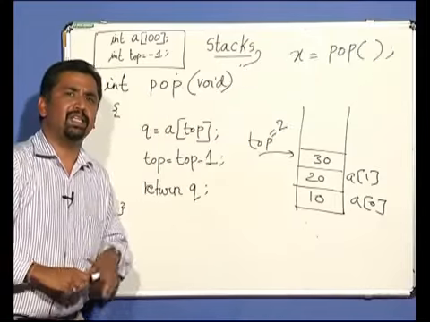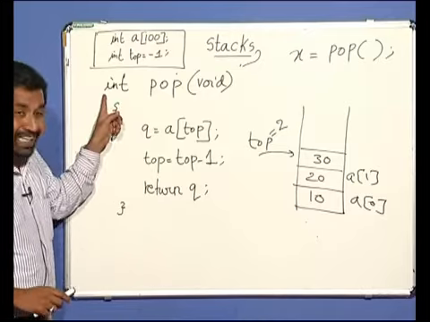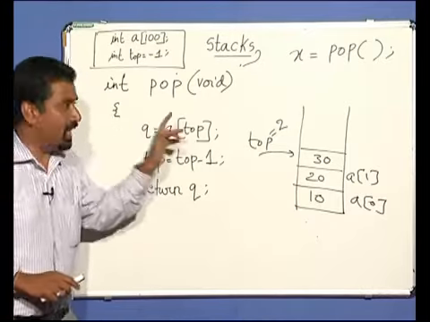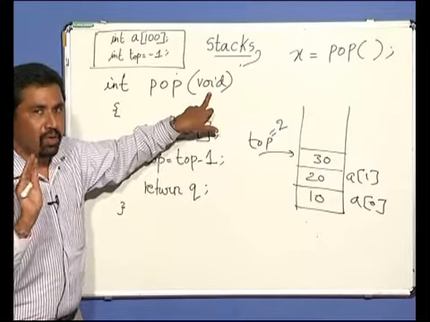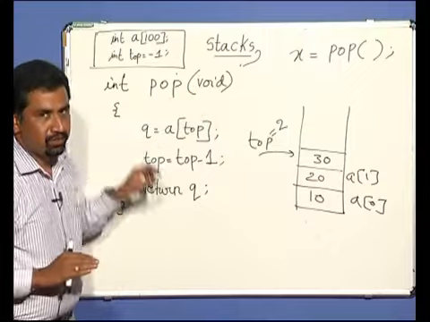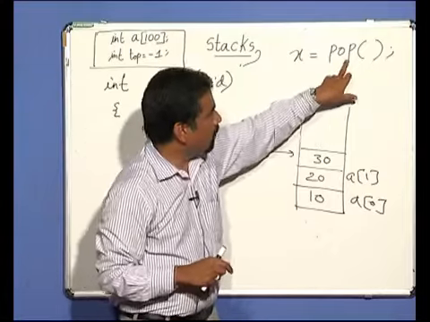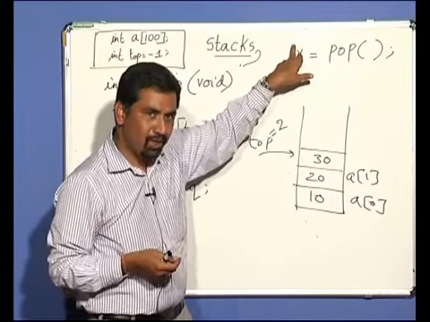Now let us consider the pop function. This is how the pop function is written. It has a return value here. It returns an integer value because this is an integer stack. The name of the function is pop, and there are no function arguments to this function. And this is how it is called in code: pop, empty brackets, and of course it is assigned to a value x.